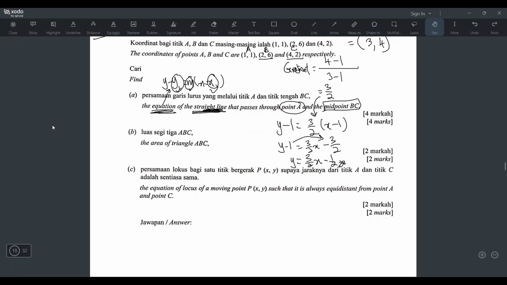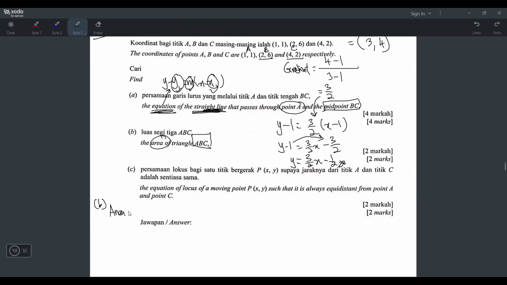So let me scroll down a bit. Okay, for B, I will do it down here. So they want to find area of triangle ABC. Okay, in coordinate geometry, how you find the area of triangle? By using the formula. The formula looks like this: 1 over 2 modulus, and then you put in the first coordinate, second coordinate, third coordinate, fourth coordinate, and then close the modulus. And the coordinate will be the point A, point B, point C punya coordinate.